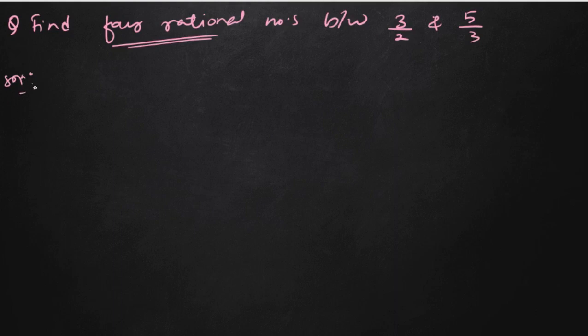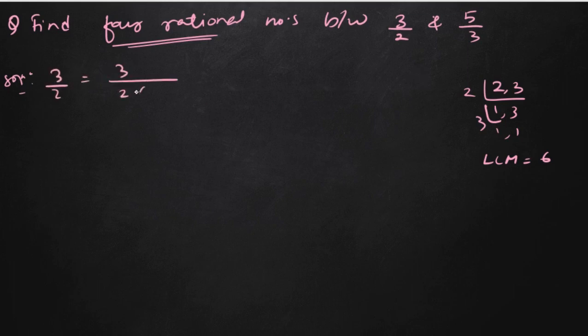So before finding the 4 rational numbers, what we will do is make the denominators of the two rational numbers, 3 by 2 and 5 by 3, the same. The denominators are different. So to make them equal, we need to find the LCM of 2 and 3. The LCM of 2 and 3 will be 6. So we need to make their denominator 6.